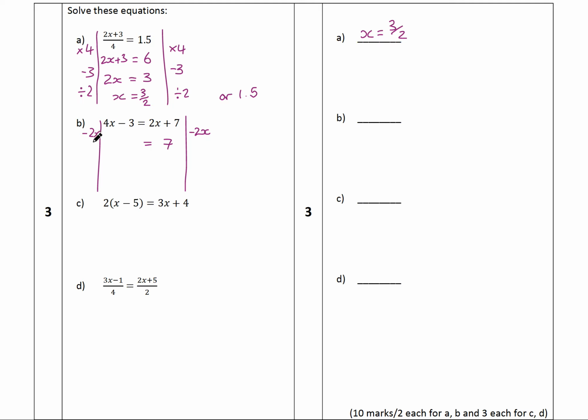But what's it done to the left? Well, if we've taken away 2x, the only thing it's going to affect is this 4x. 4x take away 2x is 2x. It won't affect this. This will remain minus 3. Now this is a simple 2-step equation to solve. We're going to add 3. That will give us 2x equals 10. Don't forget to do it to that side. Then divide by 2. So x equals 5.